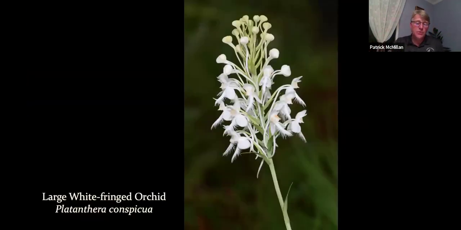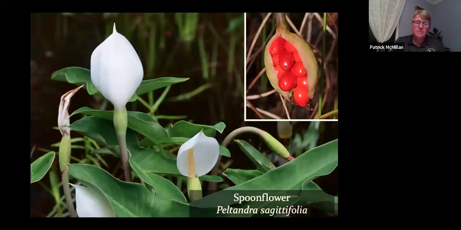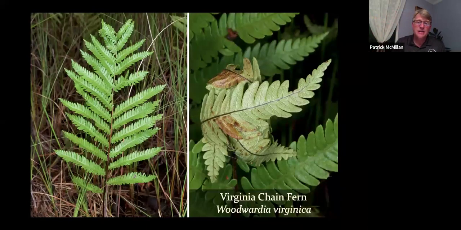Well, when we do have a fire burn through and we create open areas, oftentimes they're filled with beautiful things, like our largest flowered Platanthera, large white fringed orchid, and one looking just like its relative peace lily, the spoon flower, Peltandra sagittifolia, uniquely common in the bays, particularly in your neck of the woods. And even Virginia chain fern, almost always associated with pocosins, unlike its relative, the netted chain fern, which is associated with river floodplains and other nutrient-rich wetlands. This one likes it acidic.